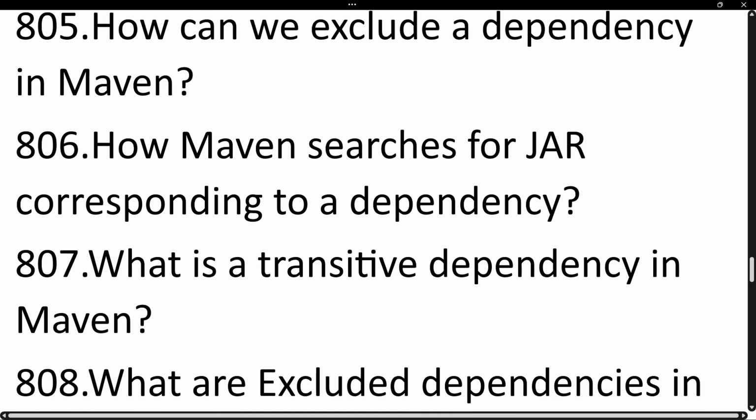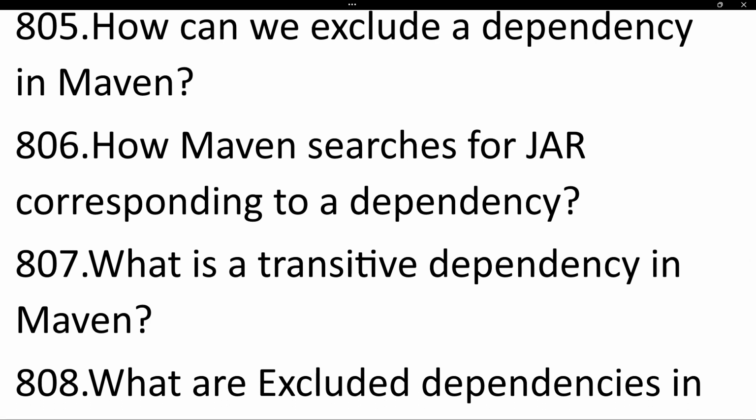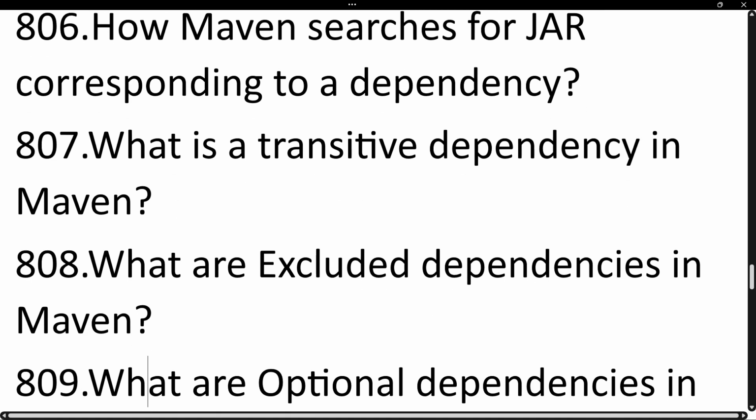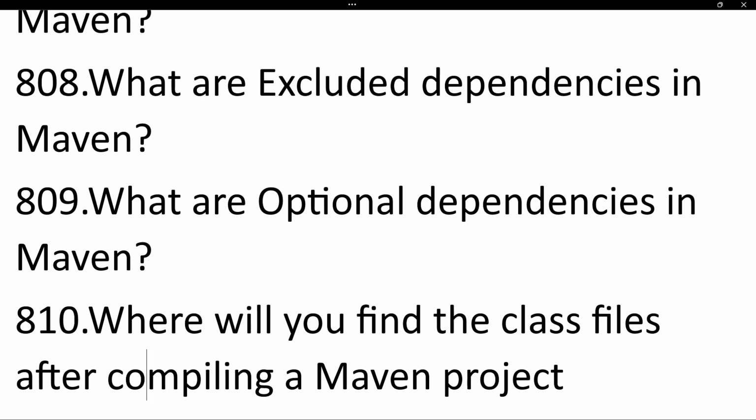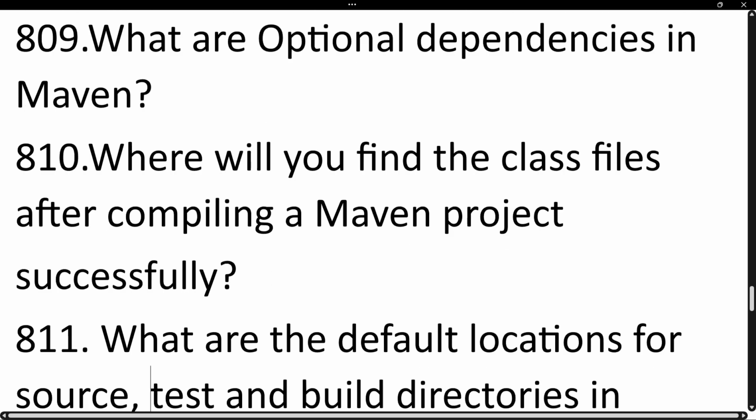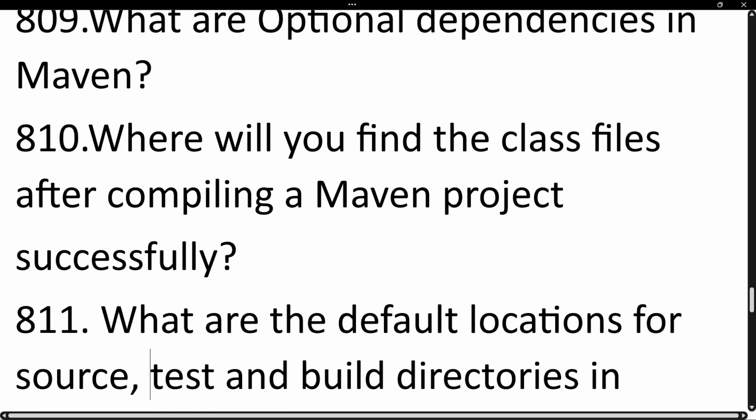How does Maven search for a jar corresponding to a dependency? What is a transitive dependency in Maven? The next question is, what are the optional dependencies in Maven? Some optional dependencies are also there in Maven, so what are those?